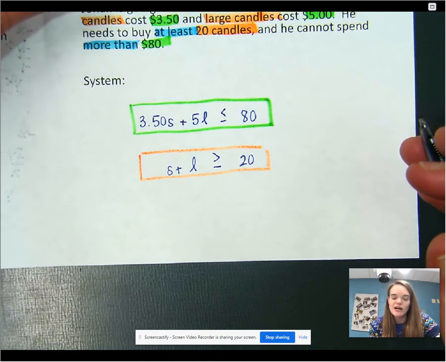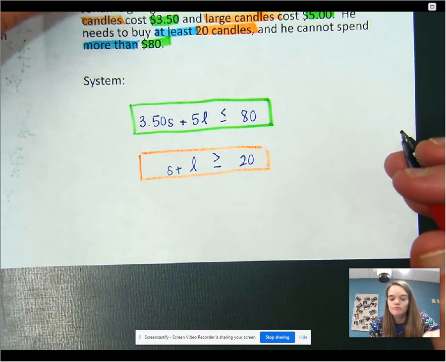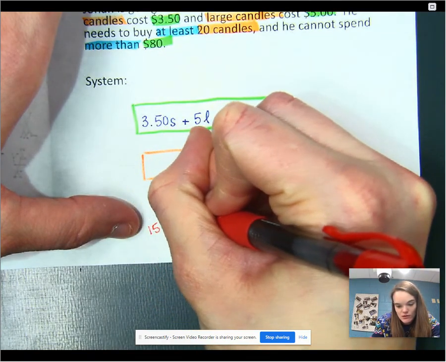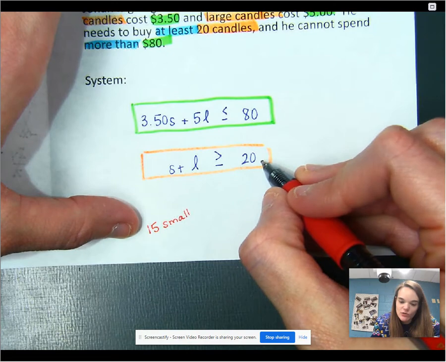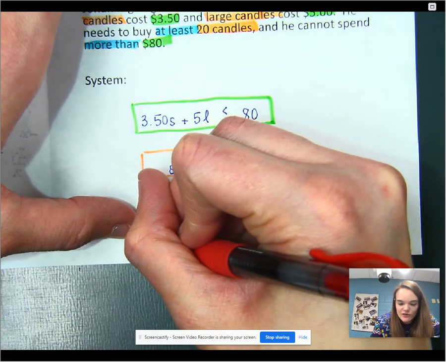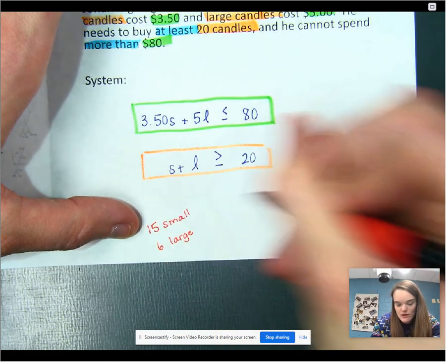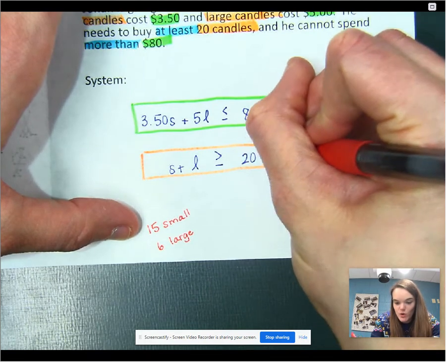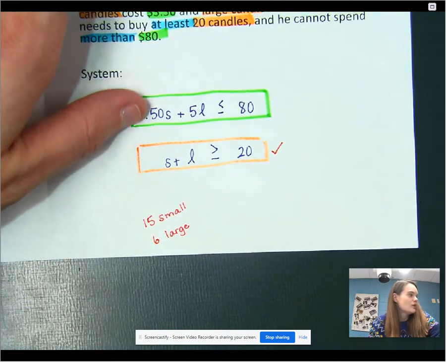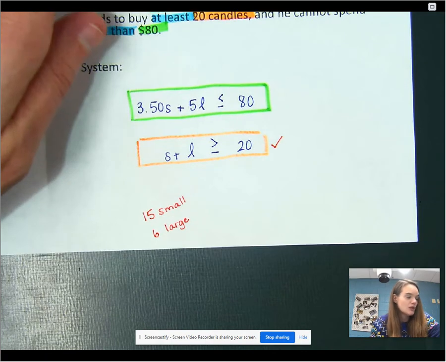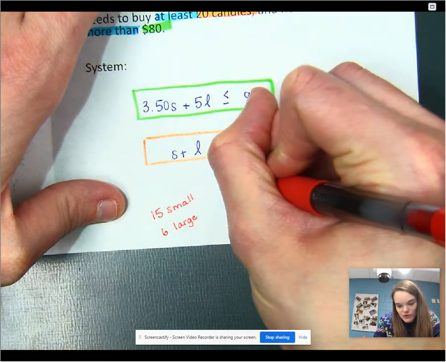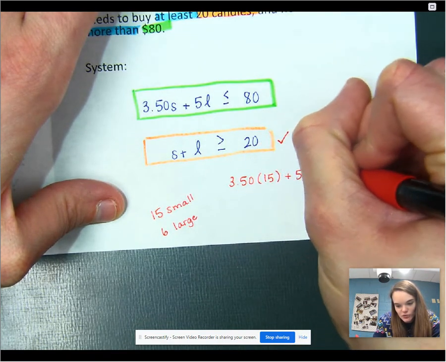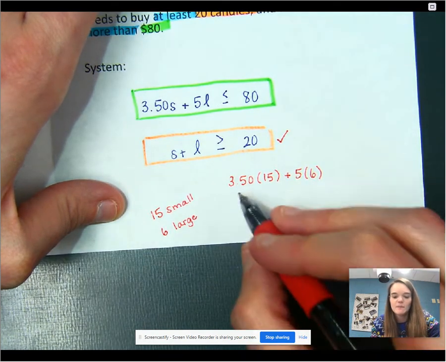Let's say Jonah decides he's going to buy 15 small candles. And let me see, it has to be greater than or equal to 20. Let's say he buys 6 large candles. 15 plus 6 is 21, so 21 is greater than 20, so it would work in this one. We have to see if that would actually work with his budget. If it doesn't, it's not a solution. But let's check. If he buys 15 small ones plus 6 large ones, let's see if that's actually less than or equal to 80.